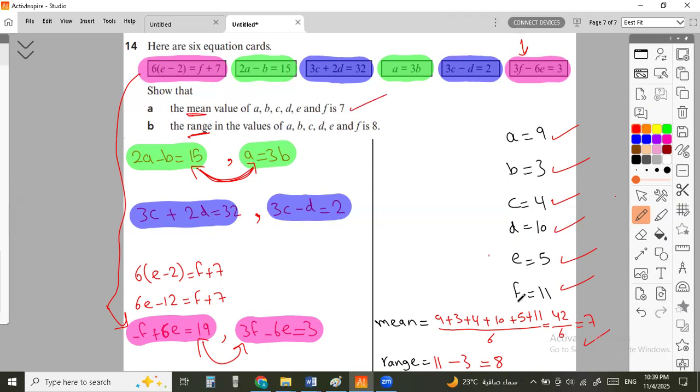Done. They want you to show that the range is 8. Mister, what is the range again? Range is the largest, which is here 11, minus the smallest, which is 3. So 11 minus 3 is 8. So yes, I found that the mean is 7 and the range is 8.